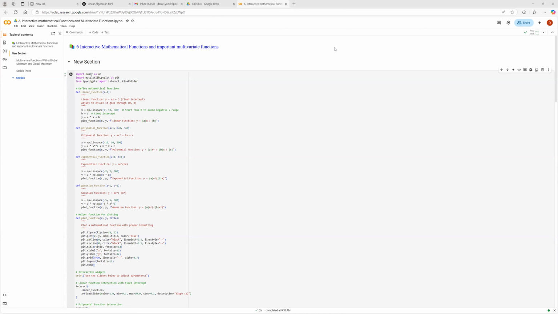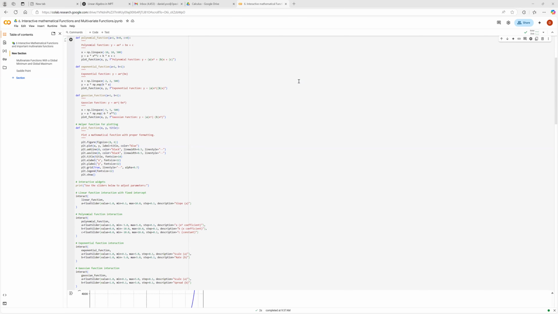Hello, welcome to this section. We're going to be talking about interacting with mathematical functions and some important multivariate functions. These functions are actually pretty useful in machine learning. Getting a good understanding of these core ideas is extremely helpful.